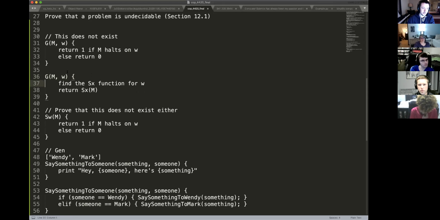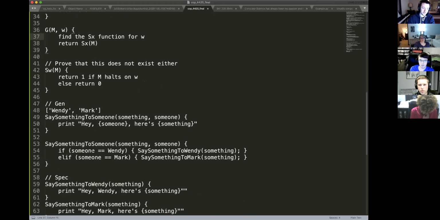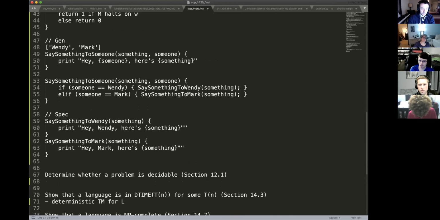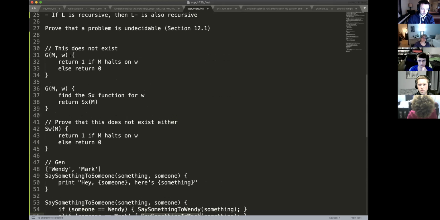What is important is that, as the problem states, you will always be able to find which function that is. So in other words, you know that if someone is Wendy, you have to say something to Wendy. If someone is Mark, you know that you have to say something to Mark. If your W is ABC cat, you have to use the function S that returns 1 if M halts on ABC cat, right? So rather than having one function that can accept any number of W's, you have any number of functions that only work with one word.